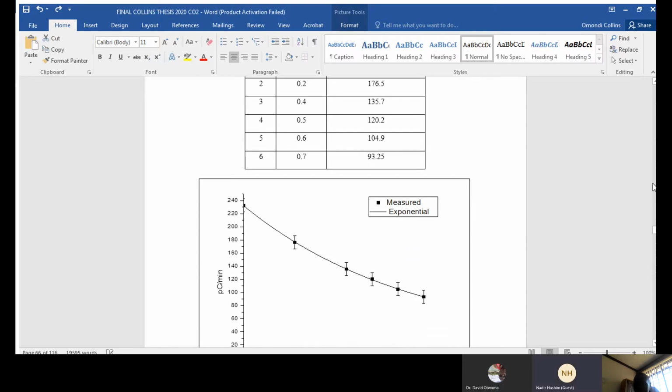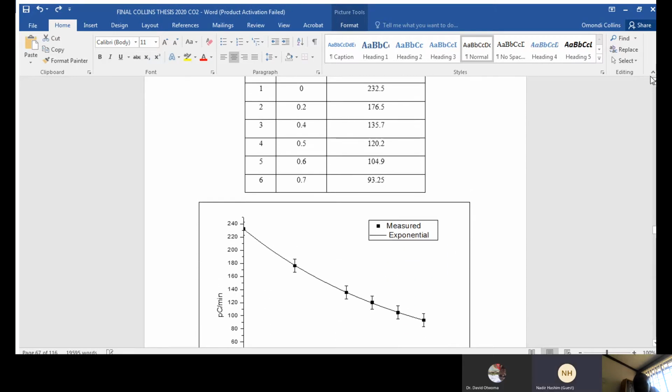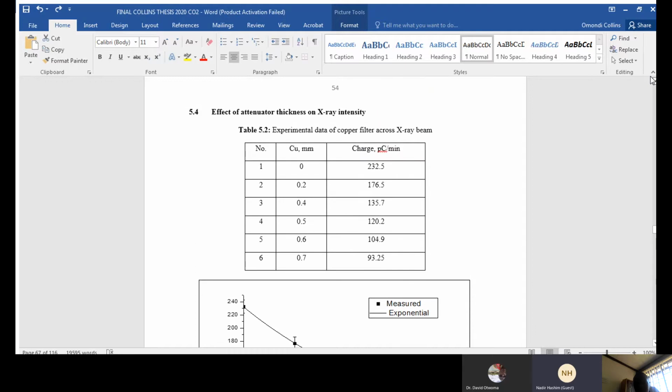So the charge deposited is in picocurie per minute. Yes, actually it should be the kinetic energy. So this is a measured quantity, yes.